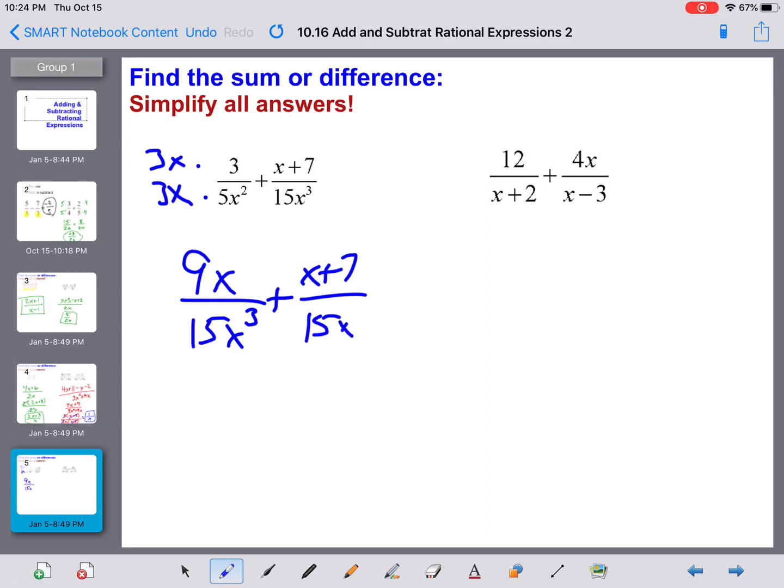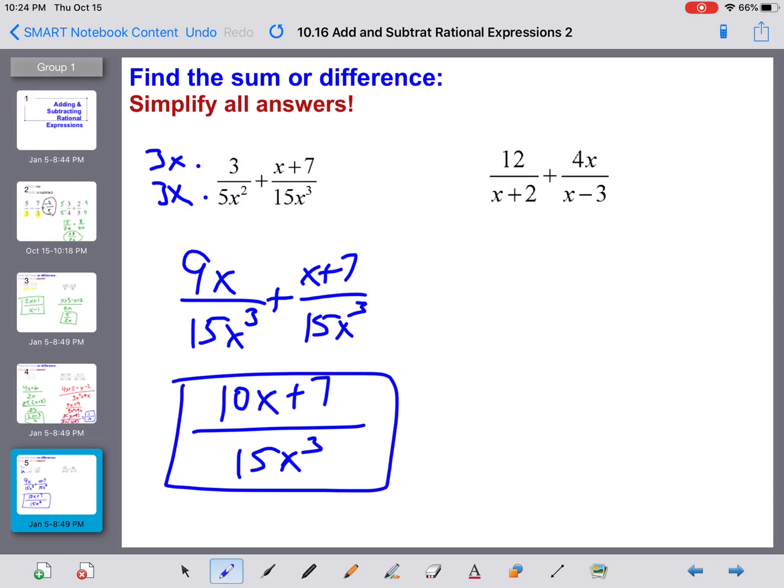over 15x cubed. And from there, now we can combine like terms up top. So we can combine those to be 10x plus 7 over 15x cubed. Now looking at this, up top we need to be able to factor the numerator, and 10x plus 7, 7's prime, so we can't factor that with 10x. So we are not able to factor this any further, and this would be our final answer.